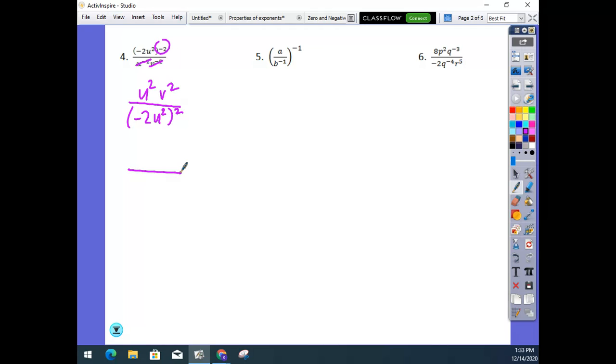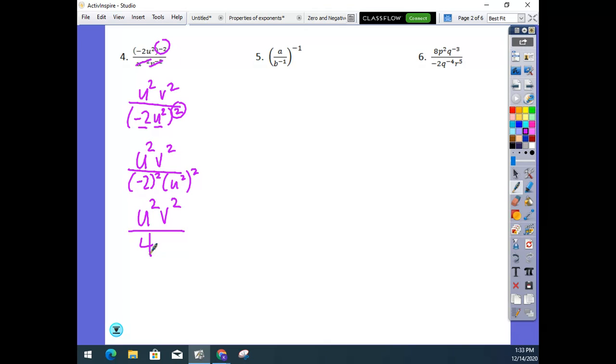All right, now I need to simplify my parentheses. So I'm just going to leave my numerator the same. Then I'm going to raise each base. This is a power of a product. So I'm going to raise each base to the outside exponent. And then I'm going to simplify. I'm taking a lot of steps. You might not need this many steps.